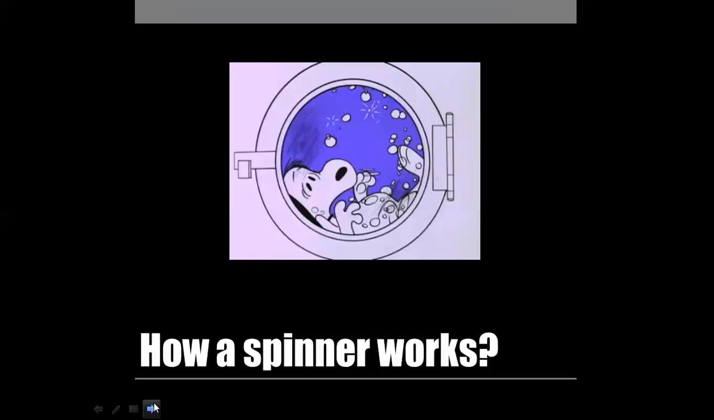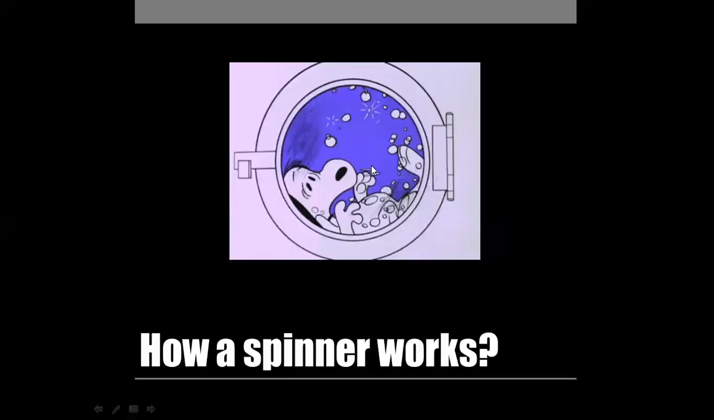Now, this is another practical application of centripetal force. This is the spinner or the dryer of a washing machine. You can see that it is a basket spinner. This topic is given on page number 79 of your book. And inside the spinner, you can see that there is a perforated cylinder.